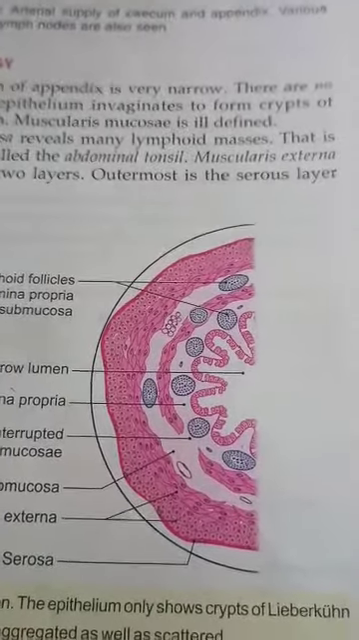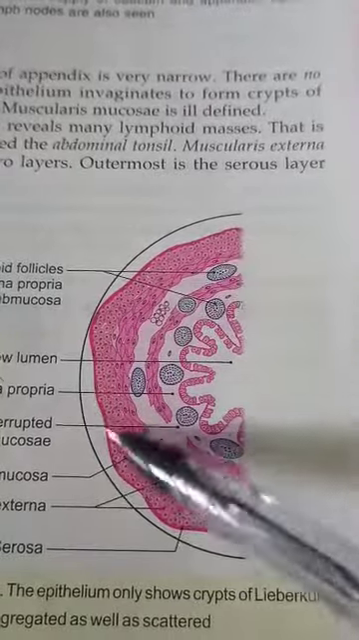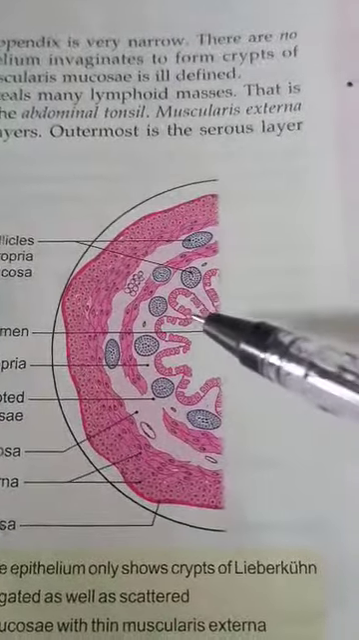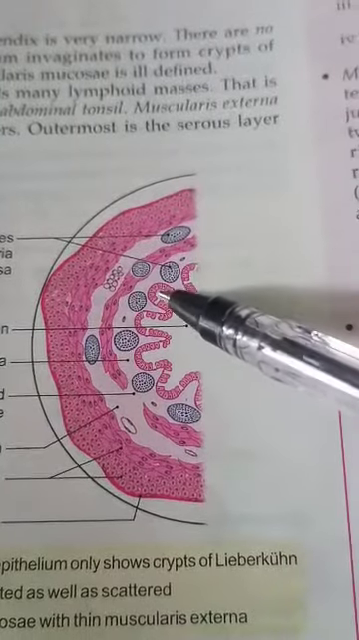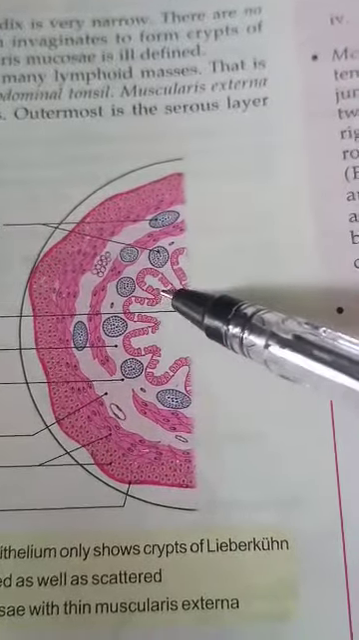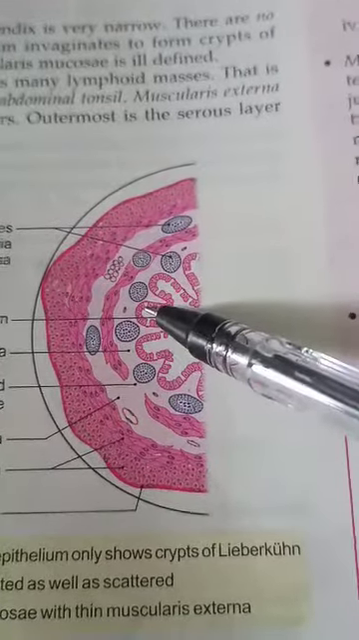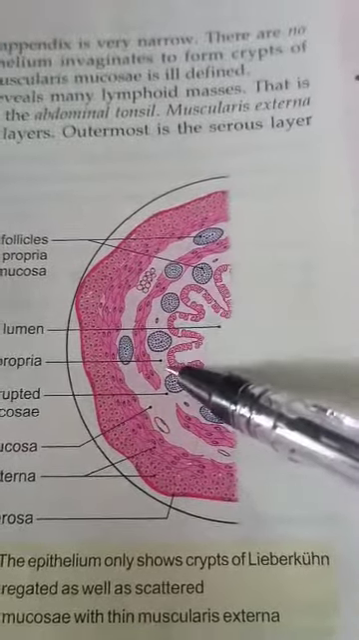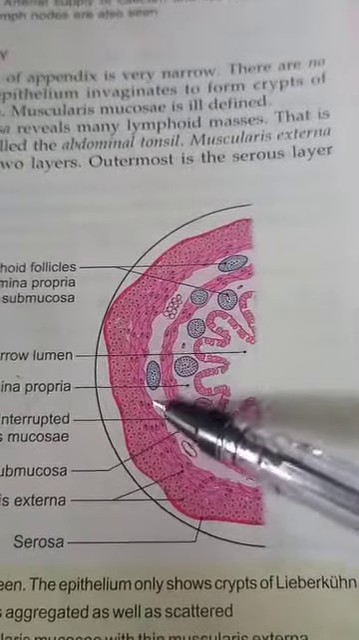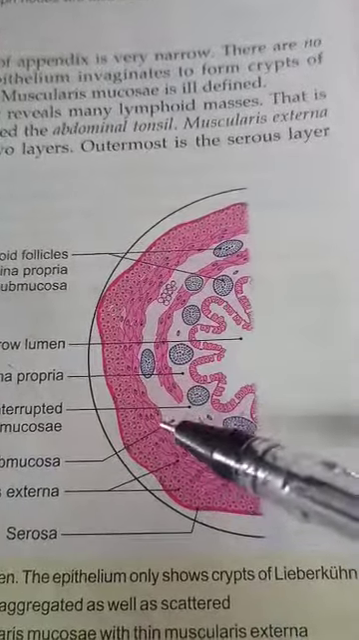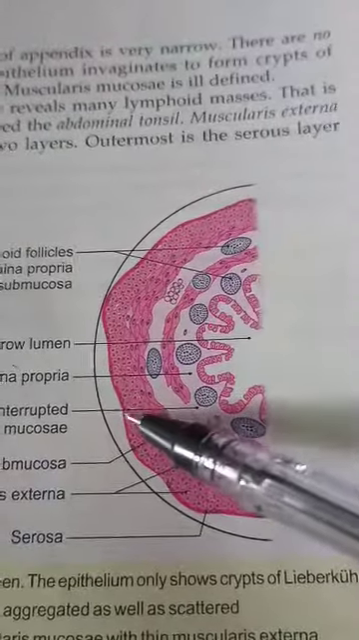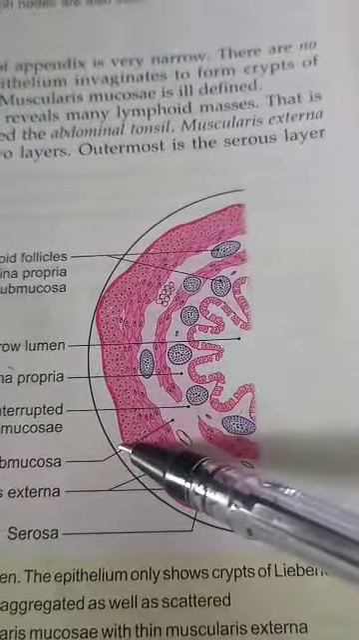Histology of the appendix. Here we can see a section of the appendix. In the mucosa, the villi will be absent, and here we can see the crypts of Lieberkühn. These depressions are known as crypts. Crypts can be seen here, and lymphoid follicles can be seen in this mucosa. Then comes the muscularis mucosae, then the muscular layer, that is inner circular and outer longitudinal layer, and the outermost serosal layer can be seen.